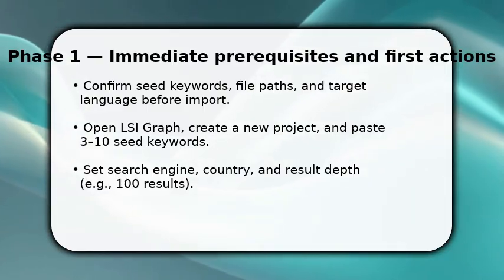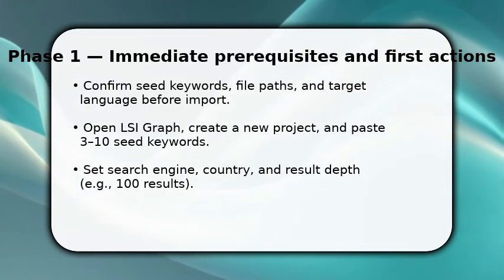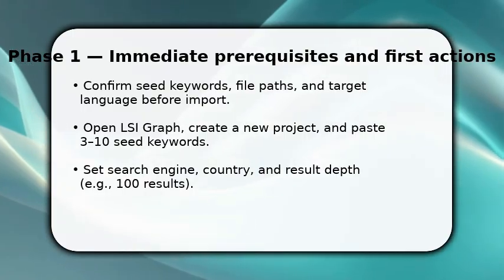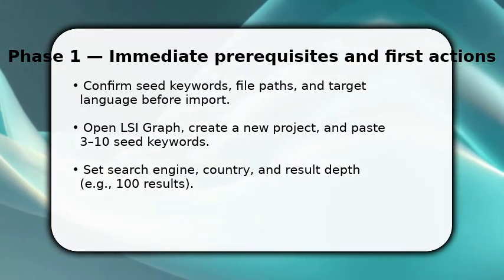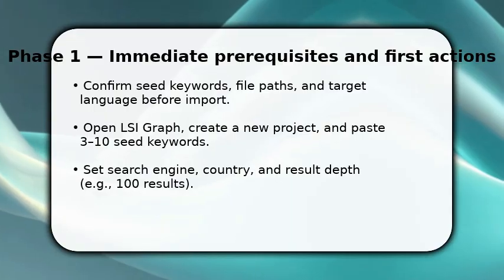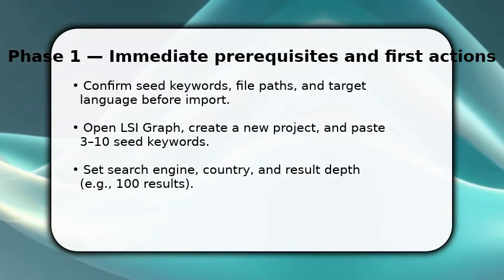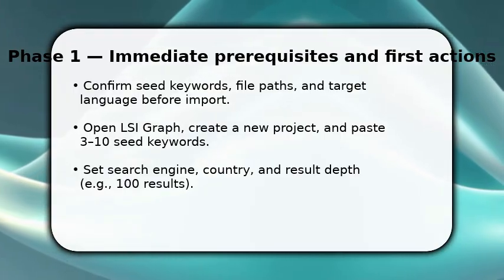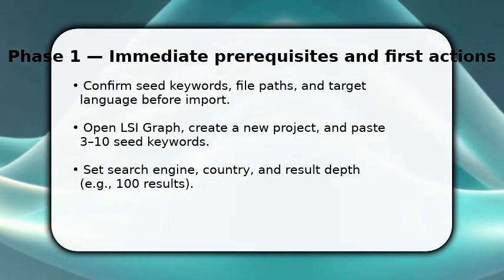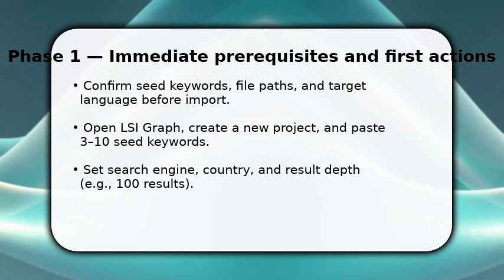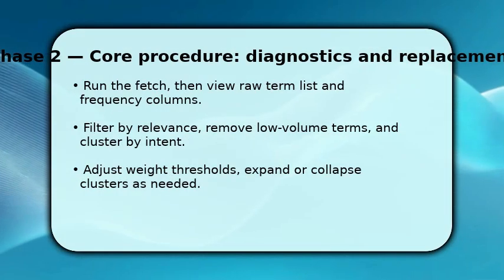Next, paste your seeds into the import field, choose the search engine and country, and set result depth to a sensible number like 100. These steps prime the analysis. Make sure to save the project settings before you run the first fetch, so results are consistent every time. Run the fetch and wait for the raw term list to appear. This is where the real work happens.